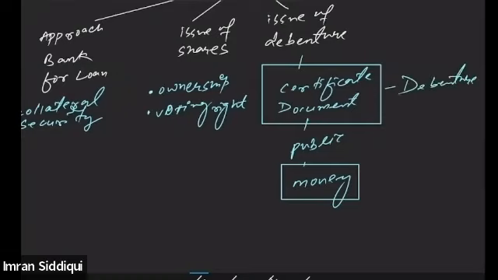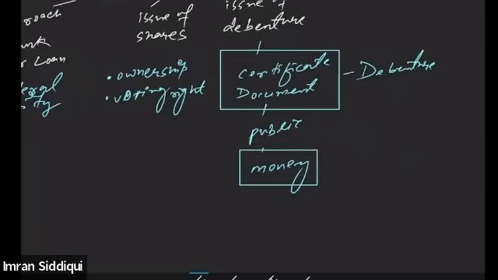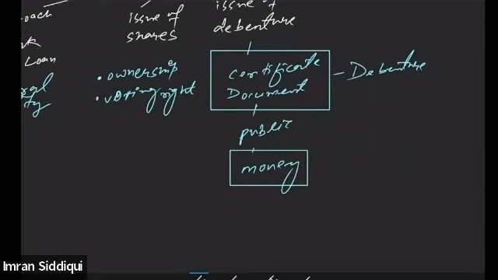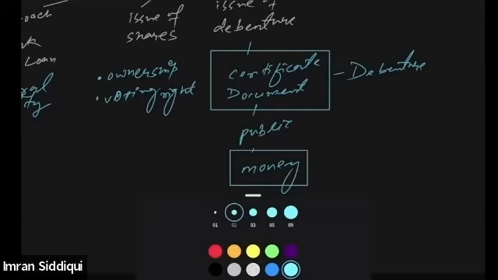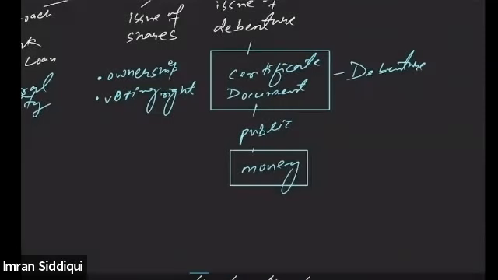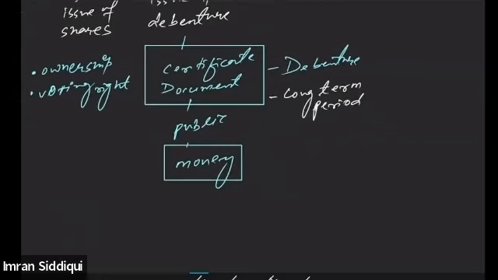Debentures are what? A debenture is issued in order to raise long-term funds from the public. If a company wants to raise funds for a long-term period, just like equity shares, then the company may issue debentures. Debentures basically act as a loan. This is a loan certificate.